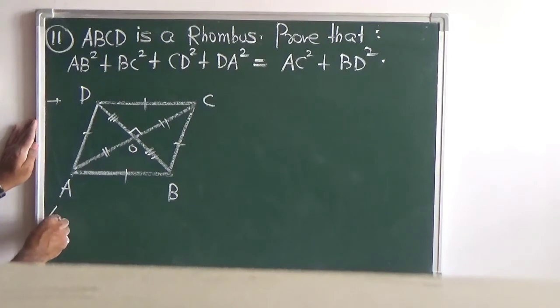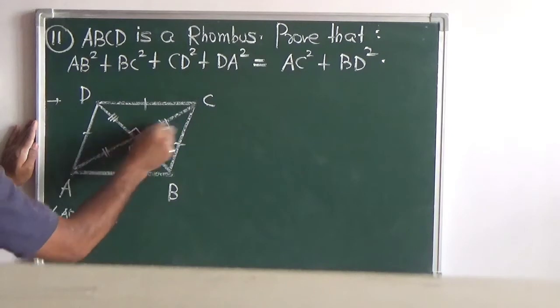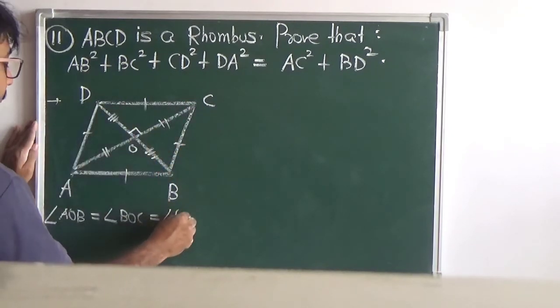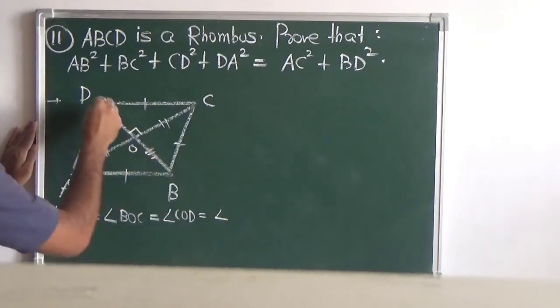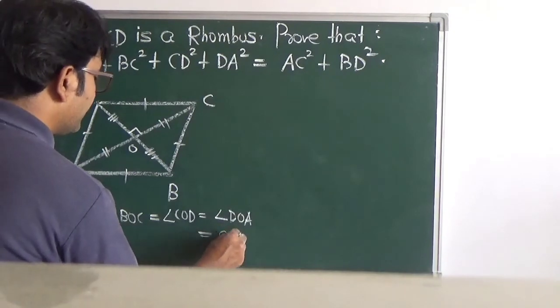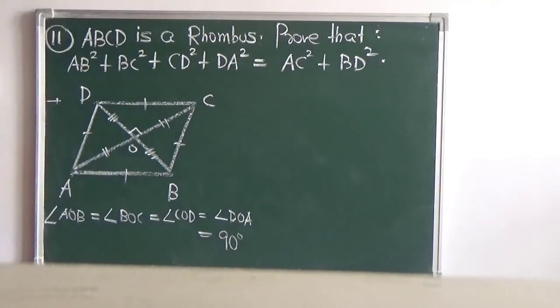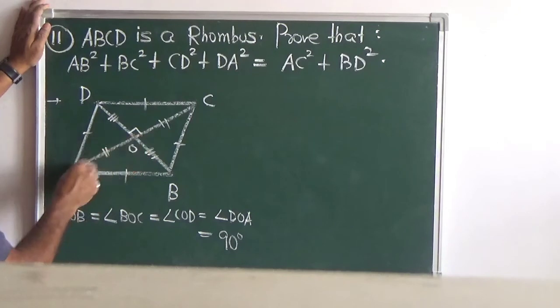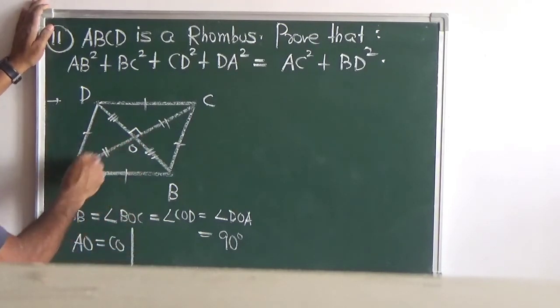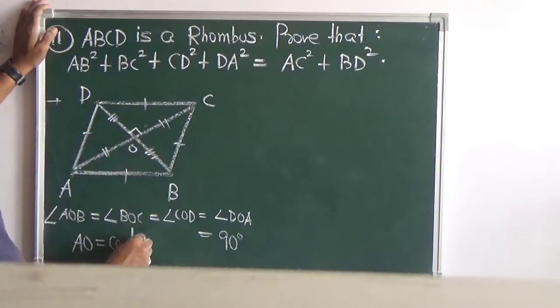So you can write angle AOB is equal to angle BOC is equal to angle COD is equal to angle DOA, and all are equal to 90 degrees. Now, since the diagonals bisect each other, we can write AO is equal to CO, and BO equals to DO.